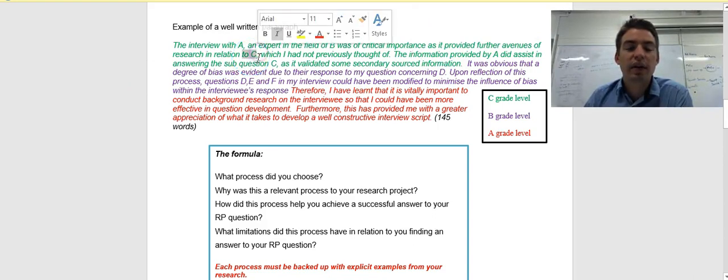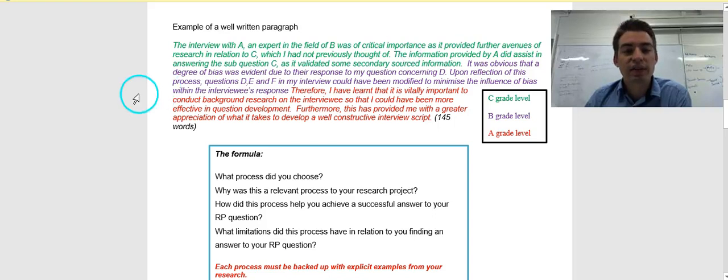And C might just be an idea or a concept that you were thinking about having a look at, but you didn't quite get there. The information provided by A did assist in answering the sub-question C as it validated some secondary sourced information. So this interview is a primary source, backed up what had been seen in the books or in websites. Now if you say just that, that will get you to the C level, okay, because you are evaluating the research process. You've said whether it was useful or not.